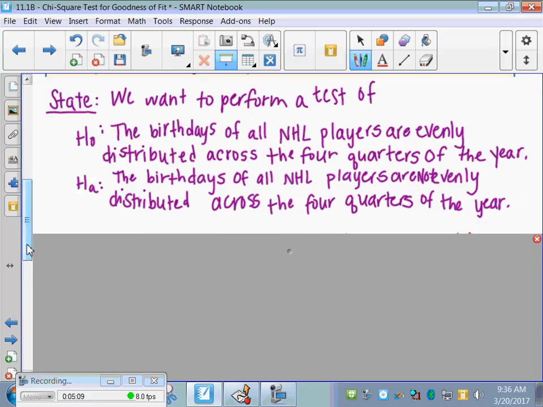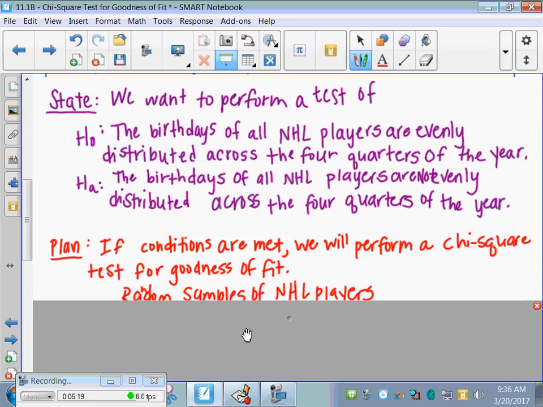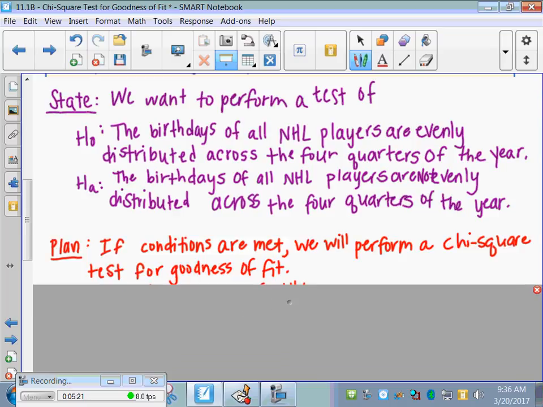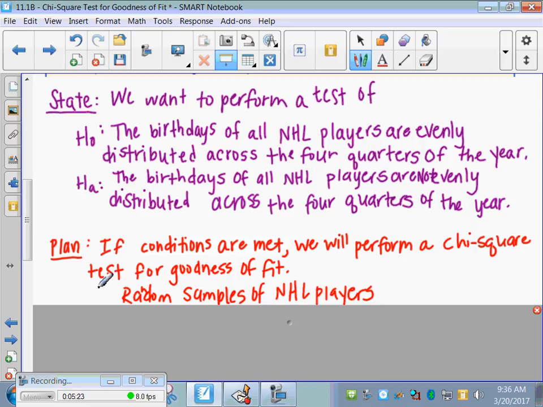And, of course, the name of the test comes next. Owen, what's the name of the test? Chi-square test for goodness of fit. All right? If conditions are met, we'll perform a chi-square test, and you have to say for goodness of fit, because there are 3 different tests, all right? So for goodness of fit.